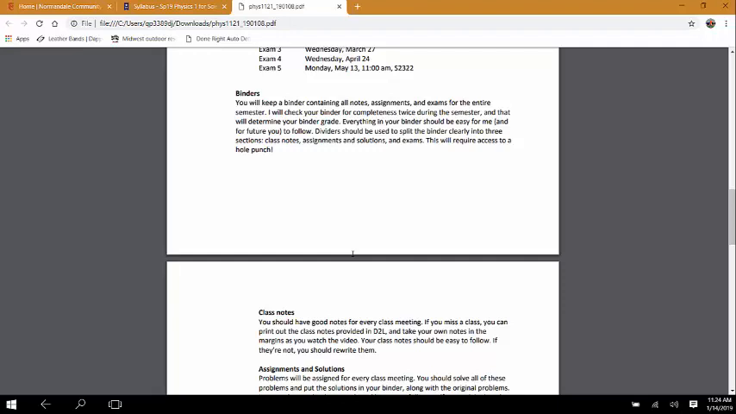And if you don't want to do that, that's fine too. You can just print out the notes that I post, the PDF, and put those in your binder, and that'll be legible, and that's fine with me. But I just want you to have legible, good notes for every class in the semester. Okay.